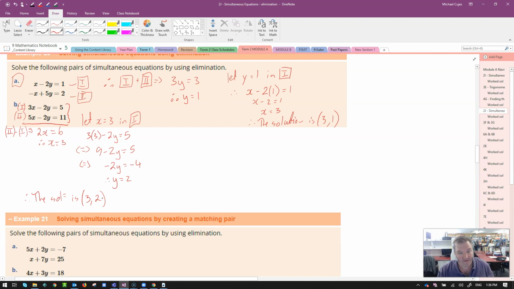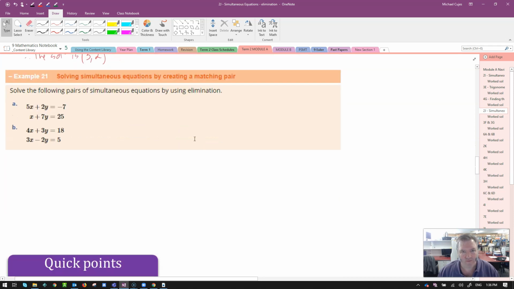Quickly checking your answers, just make sure you've done it correctly. If I put 3 in for x and 2 in for y, I'm going to have 9 minus 4. Yes, that's equal to 5. And check the second equation as well. 15 minus 4, that's 11. That's good. You're right to go on and start the work, but I'm going to do example 21 just to make sure.